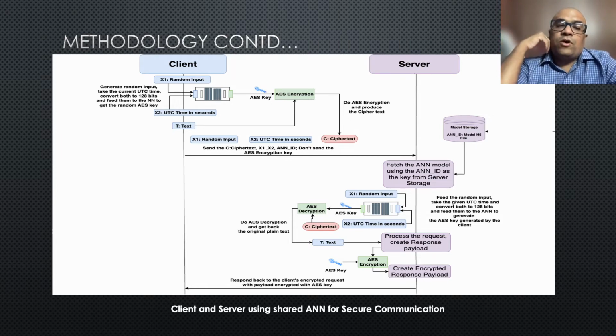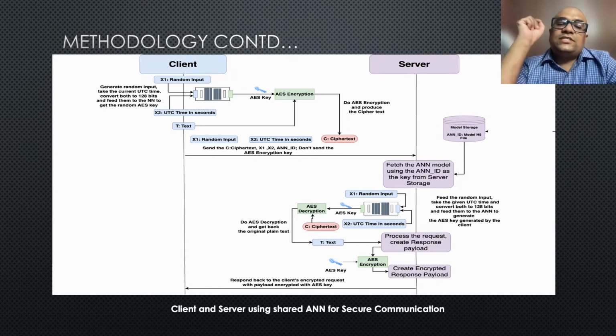The server, upon receipt of the request, would first load the ANN which the client claims that it has used to generate the AES key. It will replay the inputs fed by the client into its own model, and it will generate the same AES key, and it will decrypt the message, and it will process the request.